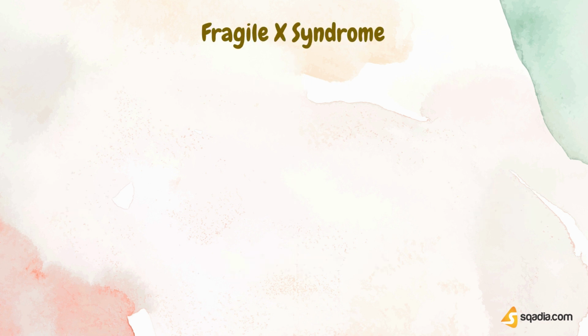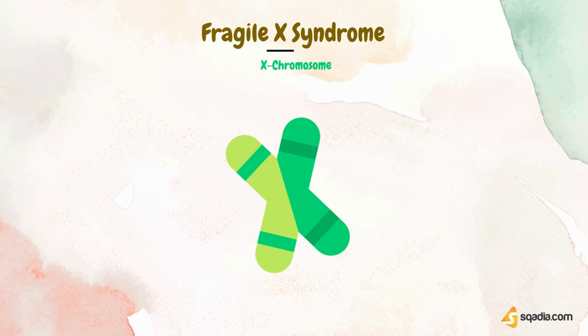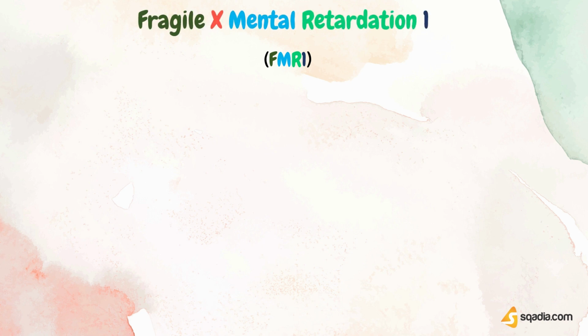It is called Fragile X because the diseased gene is located on the X chromosome, and under a microscope it looks fragile or broken. The gene for Fragile X is called the FMR1 gene, which stands for Fragile X mental retardation.